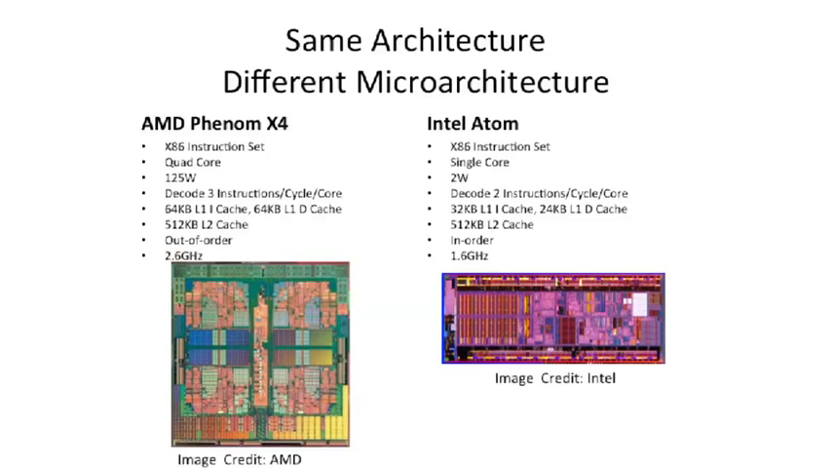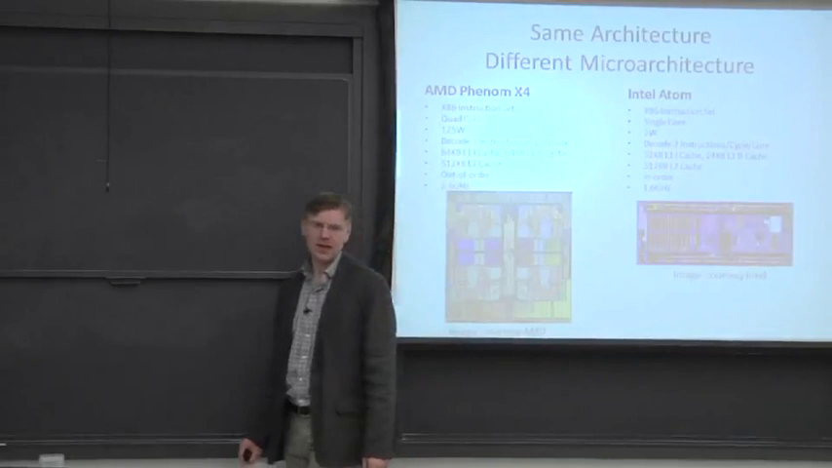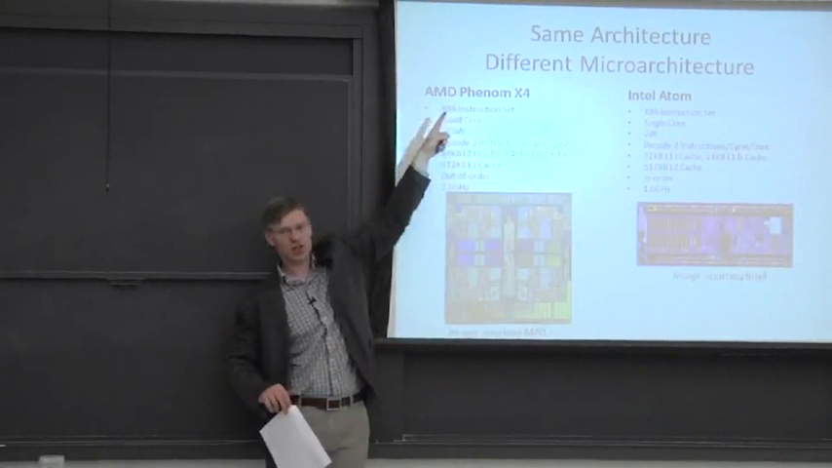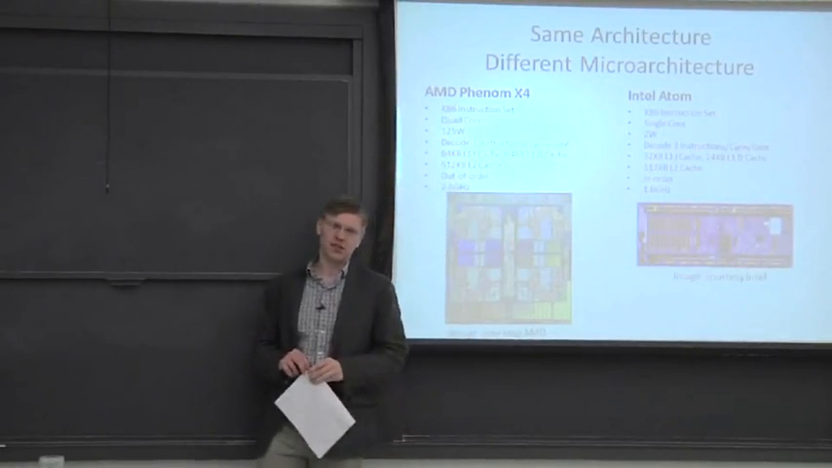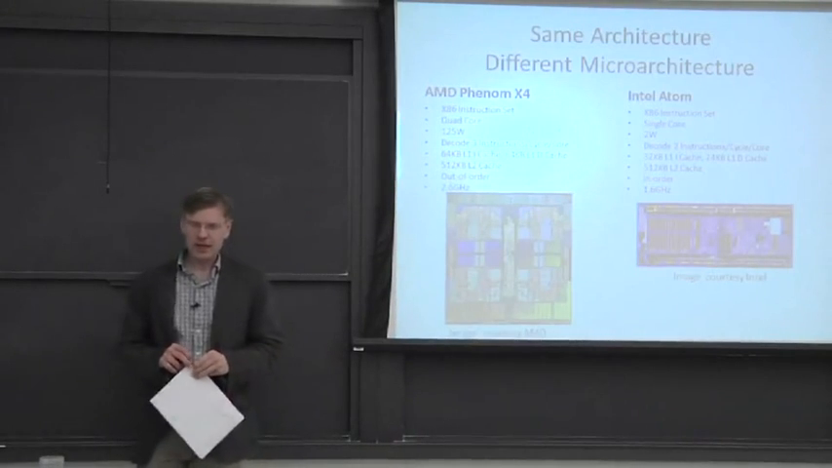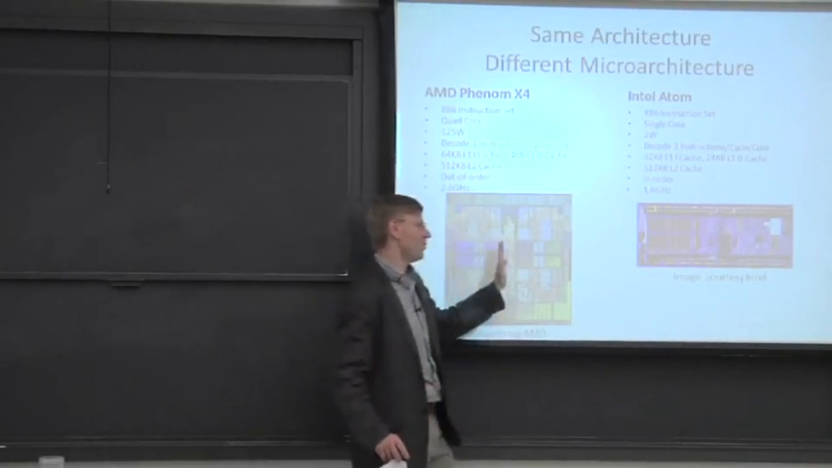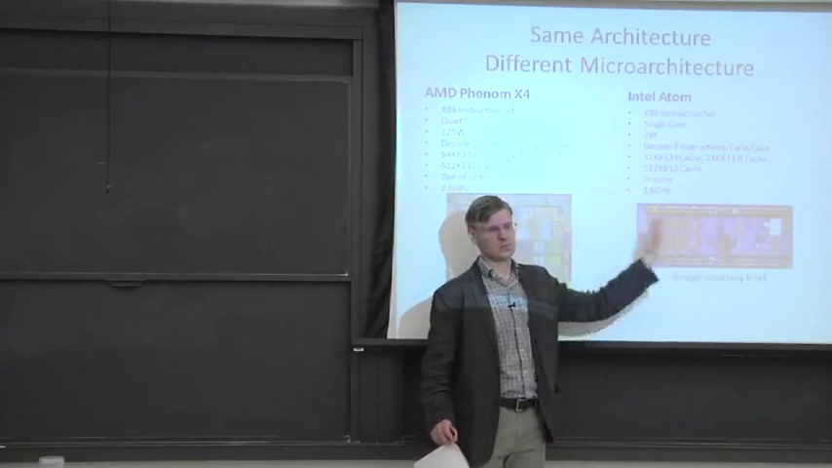Let's take a look at an example of something where you have the same architecture but different microarchitectures. So here we have the AMD Phenom X4. And here we have the Intel Atom processor, the first Intel Atom processor. And what you'll notice is that they have the exact same instruction set architecture. They both run x86 code. And the design implementations, and this is just to point out, these are the same time frames.